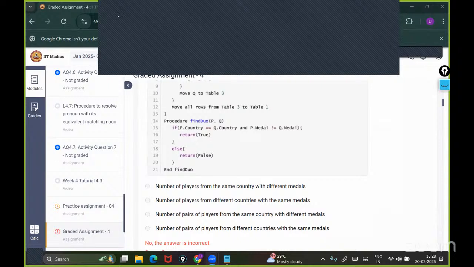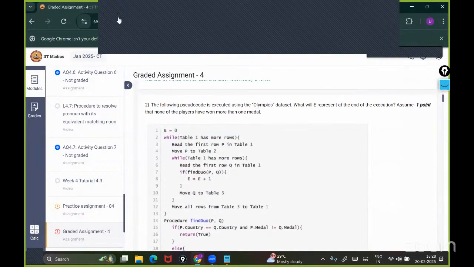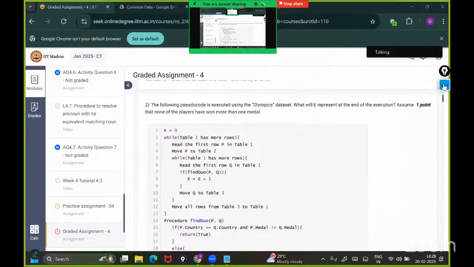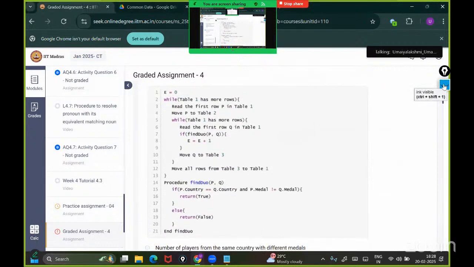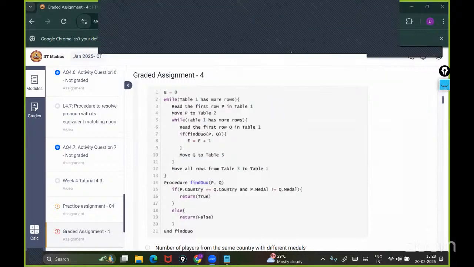Yes, people. Which value do we need to look at? So the question is, we have to check what will E represent at the end of the execution. So which is in this line. The number of players from the same country but with different medal. Yes, same country and different medal. Yes, perfect. Can anyone explain it? How did you find it out?